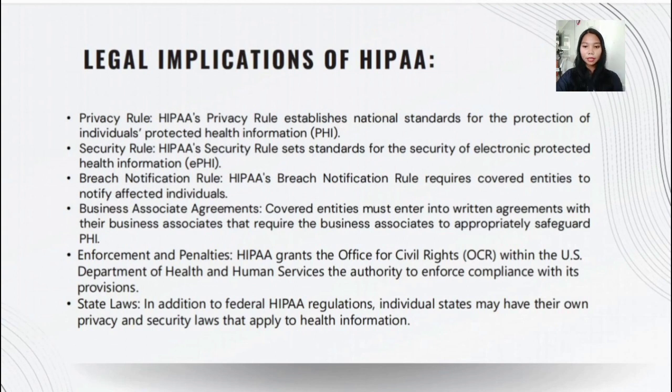Security Rule. HIPAA's security rule provides standards for protecting electronic protected health information. It outlines requirements for administrative, physical, and technical safeguards to ensure the security, confidentiality, integrity, and availability of electronic protected health information. Information systems must implement appropriate security measures such as access controls, encryption, and audit controls to meet HIPAA's security requirements.